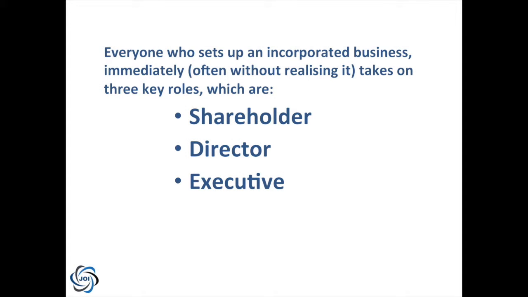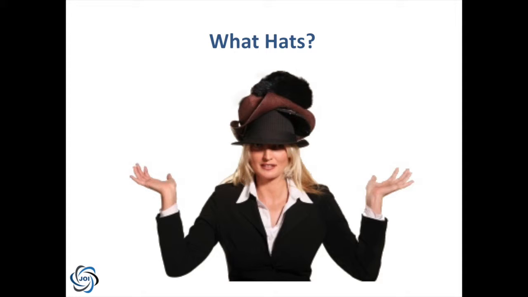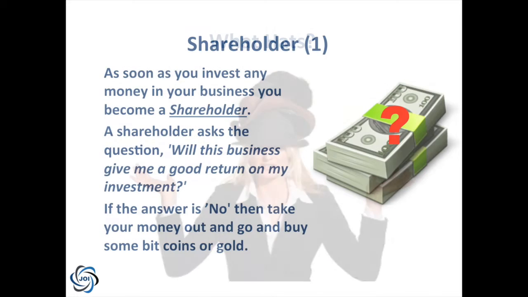Every time a businessman or woman sets up an incorporated business, they immediately take on 3 key roles, which are shareholder, director, and executive. And you may say, so what? But the fact is that quite often they don't realize that they've assumed these 3 key roles, and as a result, they get left undone. And that's got repercussions for the business.